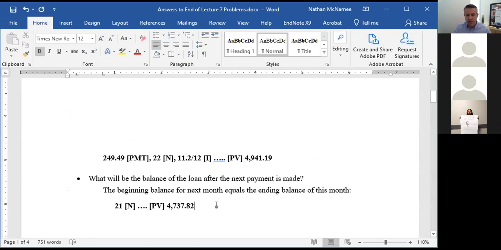Just like we did with the interest rate when we were looking at 4, 8, or 16 as the interest rate. In this case, I can type 21, hit n, and then hit compute present value, and I will get the same answer that's being displayed here, 4,737. Okay. Any other questions about that one?